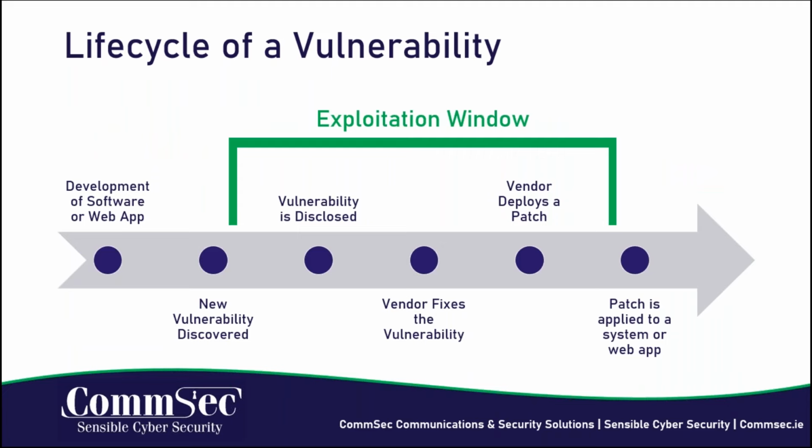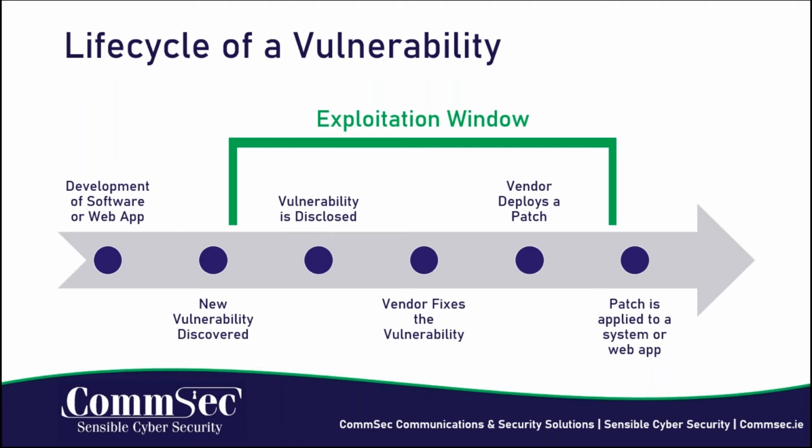I'll just take you through the life cycle of a vulnerability. It's a typical window where a vulnerability could be exploited, and it starts from the development of software, whether it be a web application, third-party software, or vendor software such as a firewall provider, Microsoft, Linux, any kind of vendor that's developing infrastructure or web applications. So what we have here is a new vulnerability is discovered. This opens the window to exploitation.